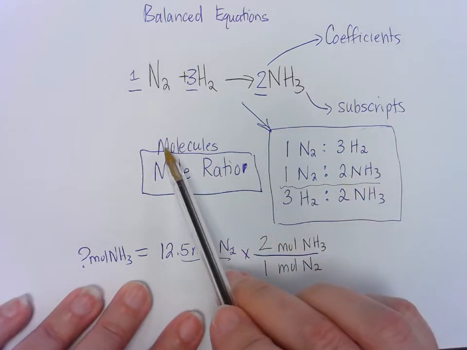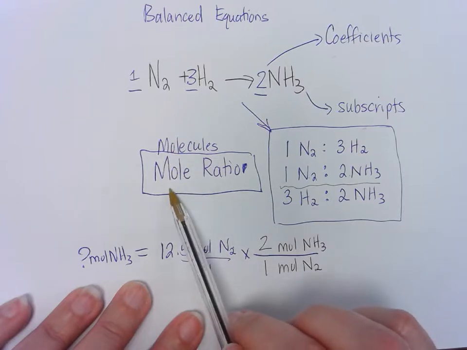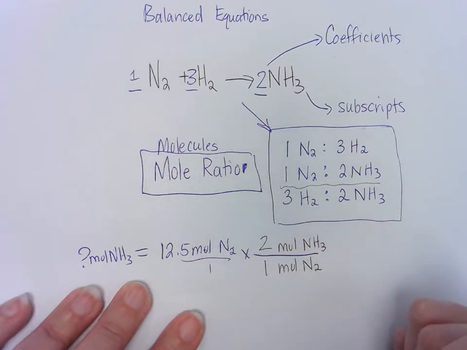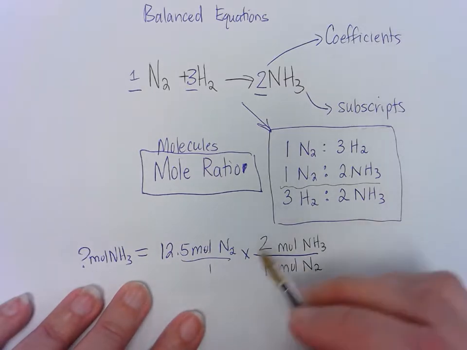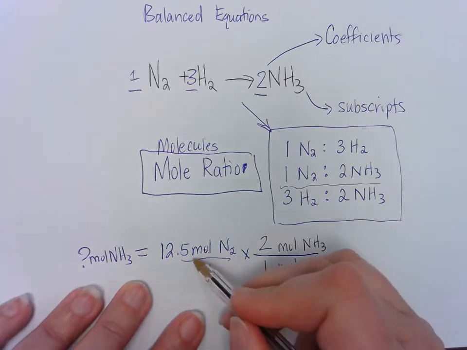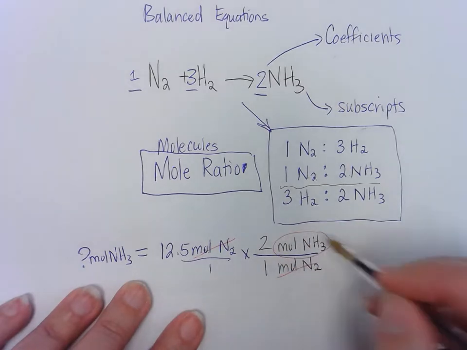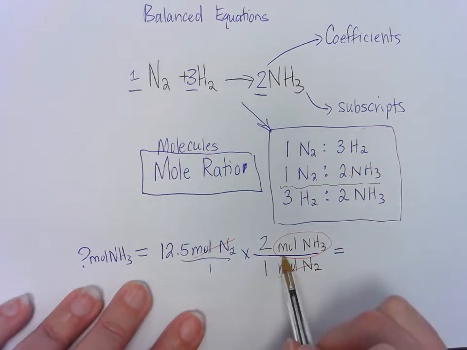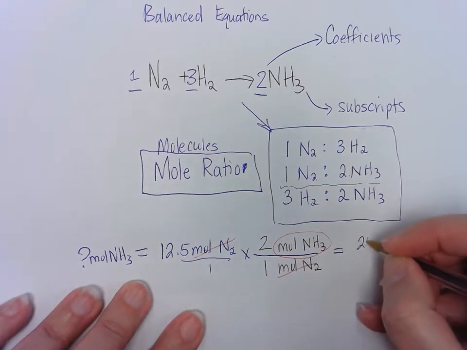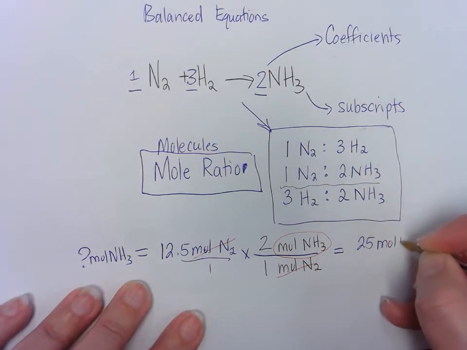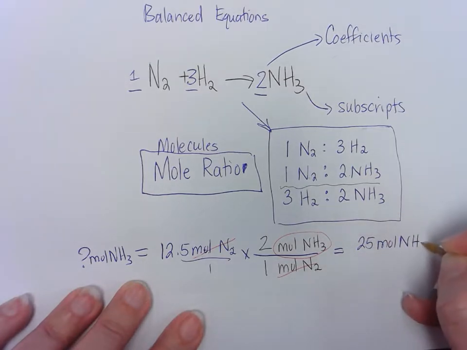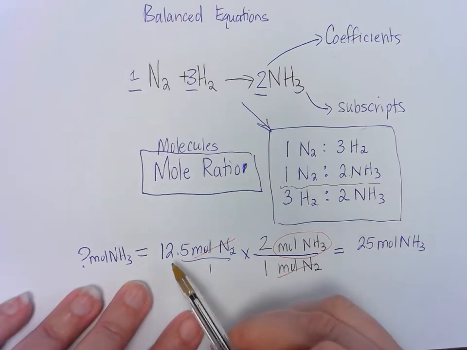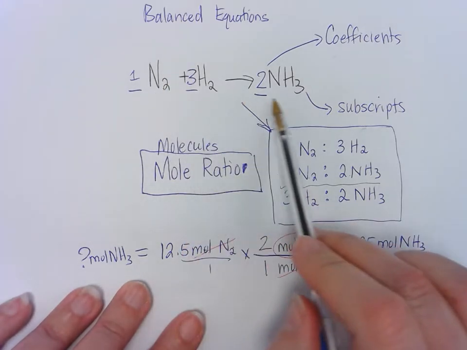Because this is a mole ratio, I can use that information to make a conversion, just like I could have done 12 inches equals 1 foot. If you go back and look, I have canceled my units and I'm left with moles of NH3. So to finish this problem, I am simply going to take my 12.5 times 2 and I would get 25 moles of NH3. That is what I'd produce if I put 12.5 moles N2 into this balanced equation.